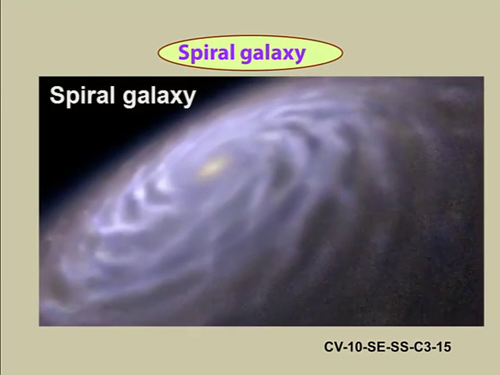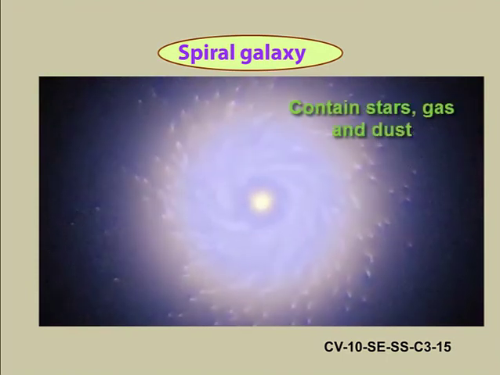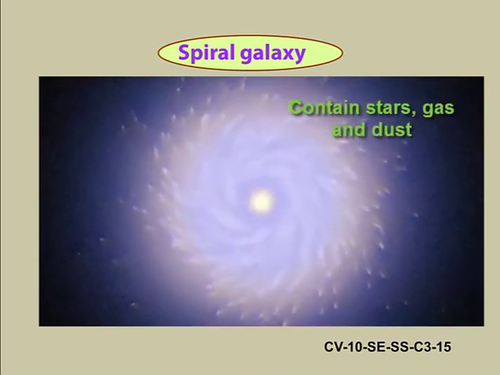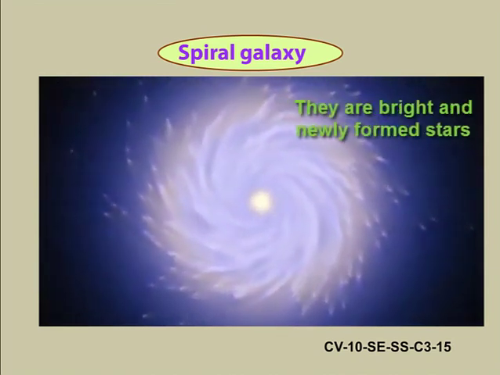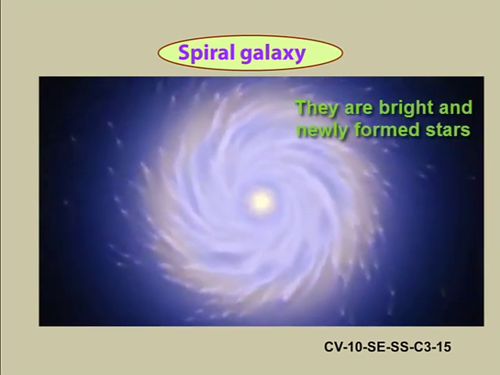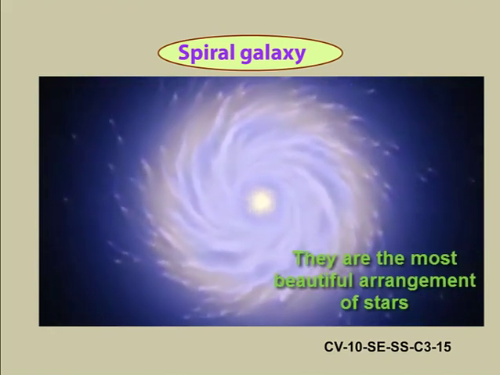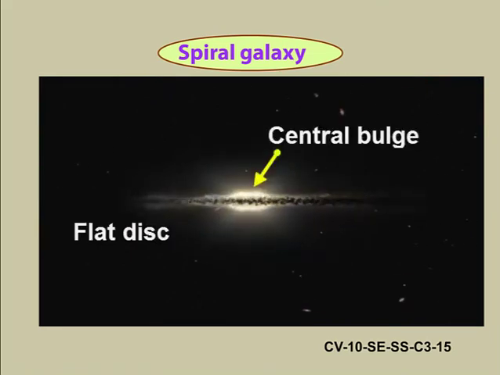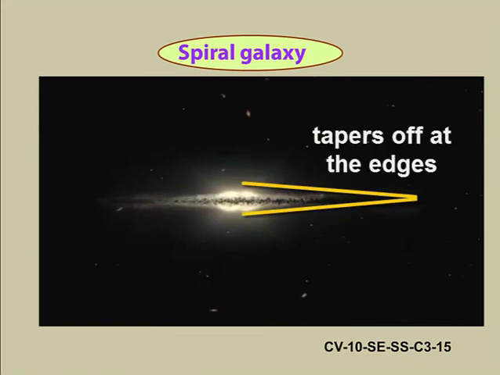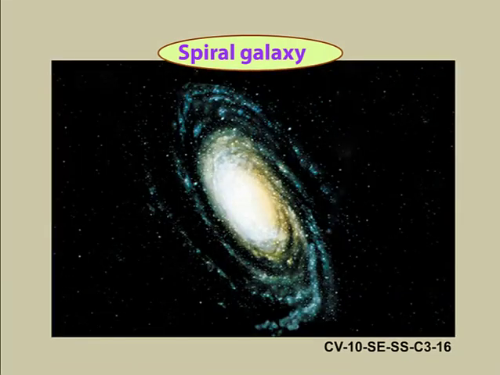The most interesting and fascinating galaxy is the spiral galaxy. They consist of a flat rotating disk containing stars, gas and dust and a central concentration of stars. They are bright and have newly formed stars. They are the most beautiful arrangement of stars. When viewed from one direction, they look like a flat disk with a central bulge and the thickness tapers off towards the edge. When viewed from a particular direction, they look spiral.